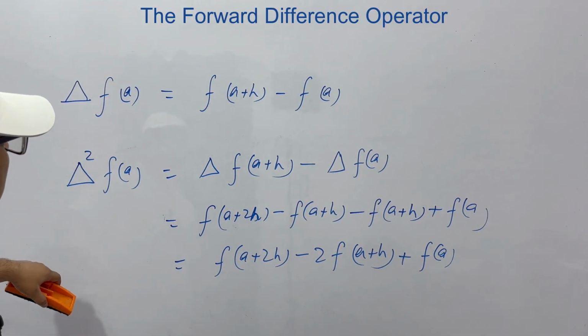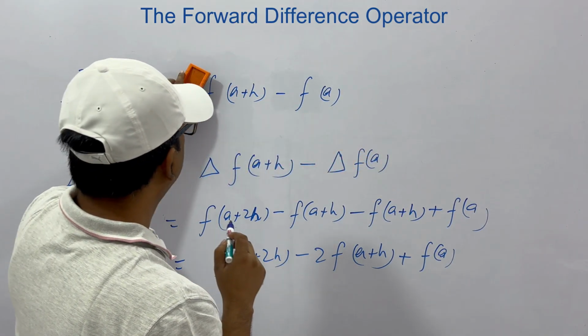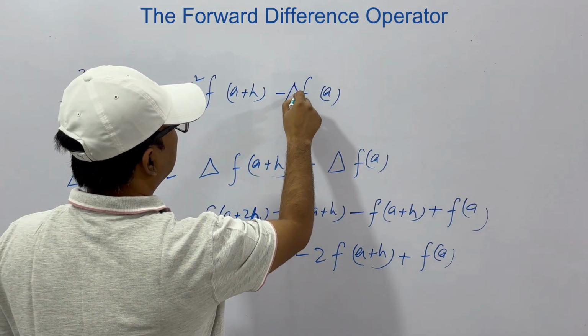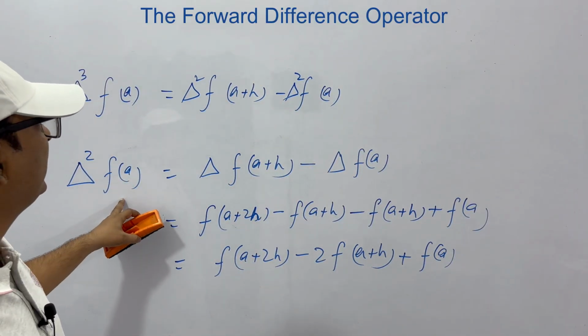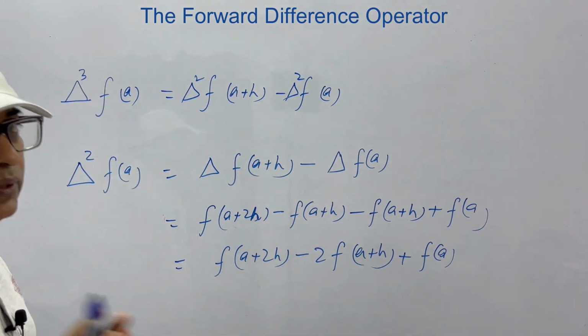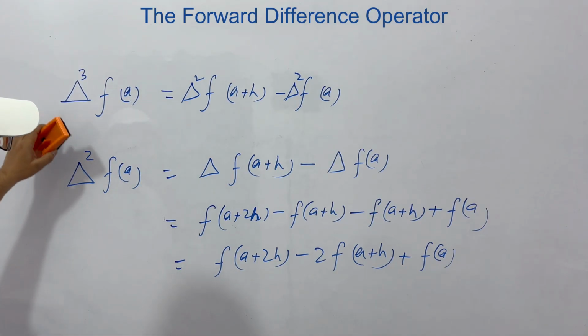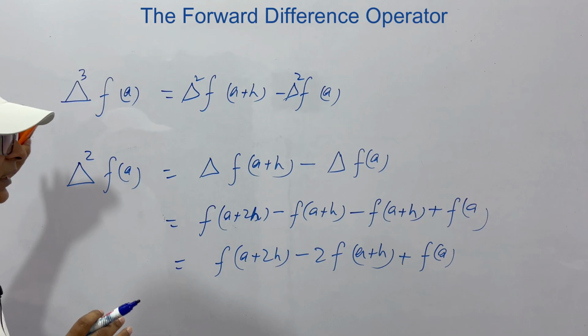Similarly, we can go for del 3 f(a), the third degree operator. This will be del 2 of this minus del 2 of this, and you can take the value of del 2 f(a) as this. Similarly, you can find the values for the others. You don't have to learn this; you have to understand how the operator works. So this is essentially a revision of the concept that you have already done.